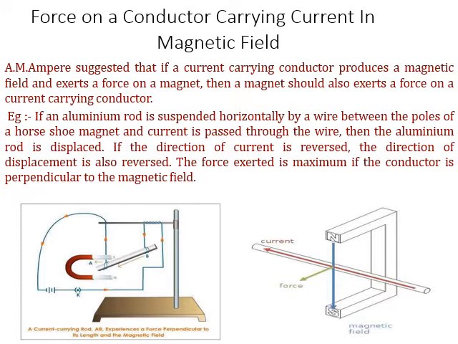current is passed through the wire, then the rod is displaced. If the direction of current is reversed, the direction of displacement is also reversed. The force exerted is maximum if the conductor is perpendicular to the magnetic field.